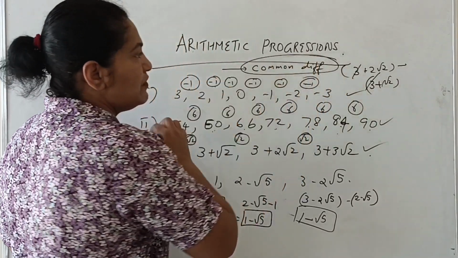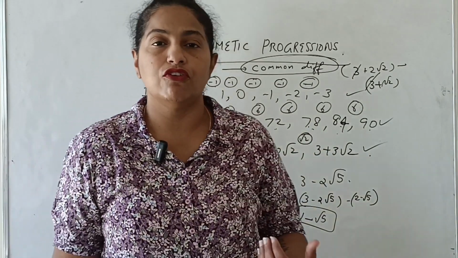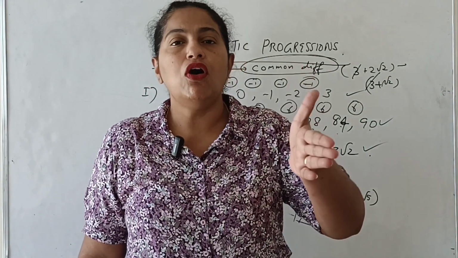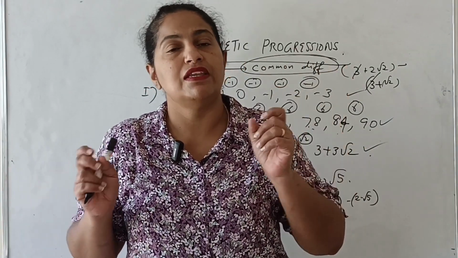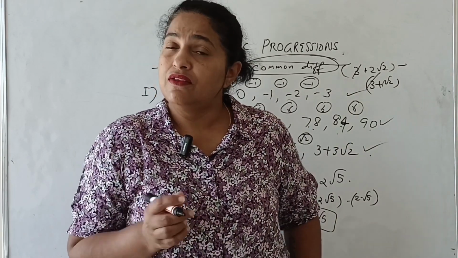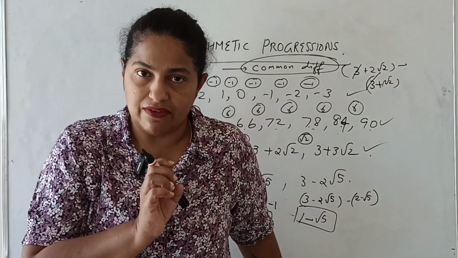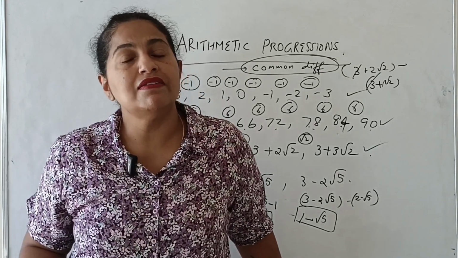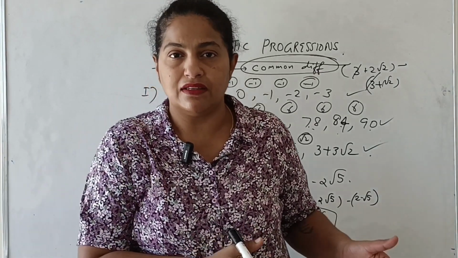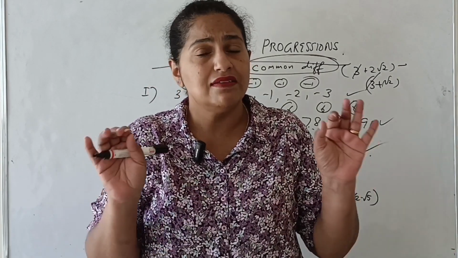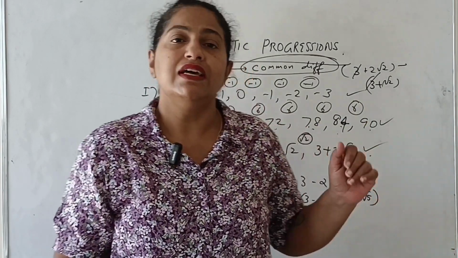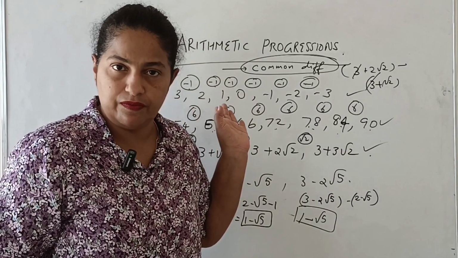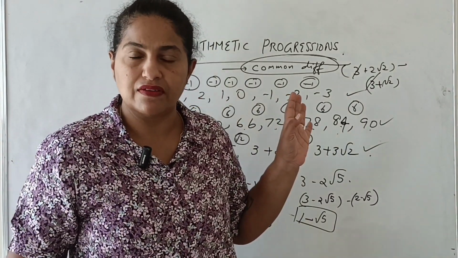So if somebody gives you an arithmetic progression and asks you to find the common difference, all you need to find is the difference between the successive terms. If you are given an arithmetic progression, you already know it is an arithmetic progression, you don't have to check anything. Somebody is asking you to find the common difference, just subtract the second term minus the first term. You will get the common difference.